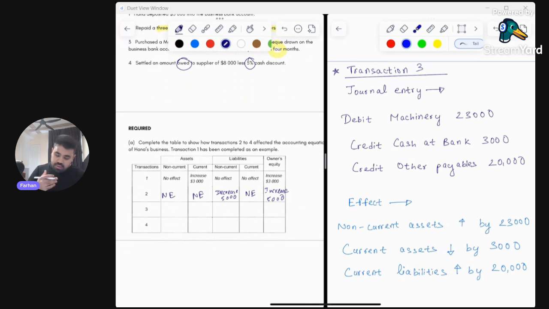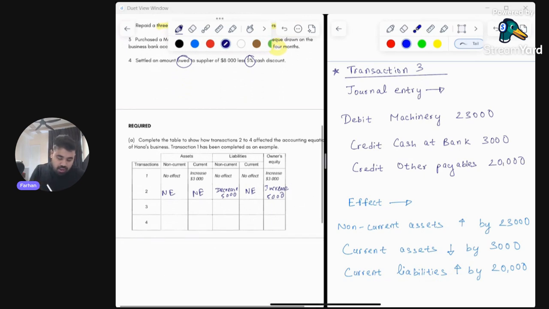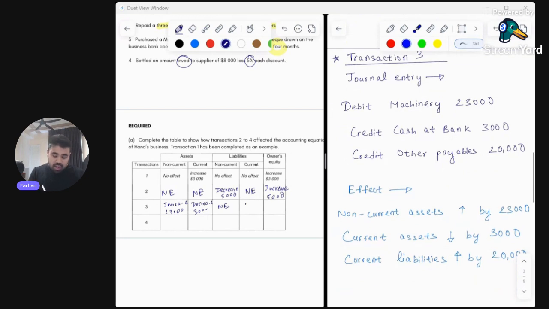First of all, we understand that non-current assets are increasing by $23,000, which is the cost of the machinery bought. Current assets are decreasing by $3,000 because we have used $3,000 from our cash at bank account. In the liabilities section, there is no effect on non-current liabilities, but our current liabilities are increasing by 20,000. And the reason this is a current liability is because we will make this repayment in 4 months' time. That's the agreement on which this machine was bought.